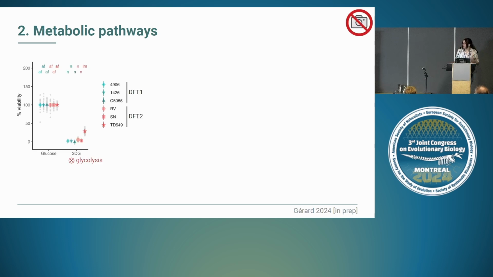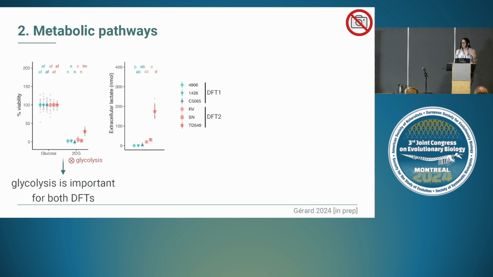So when it comes to results, this is what we observed when inhibiting glycolysis. We observed significant mortality in both DFT1 and DFT2, indicating that glycolysis is indeed important for these cells. Then when quantifying lactate production, we did see a slight but significant increase in lactate production in DFT2 cell lines, still represented in red here, indicating that DFT2 produces more lactate, which might be due to a higher rate of glycolysis.